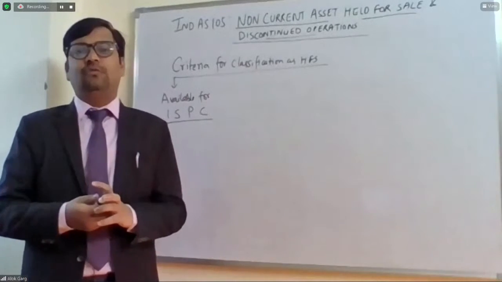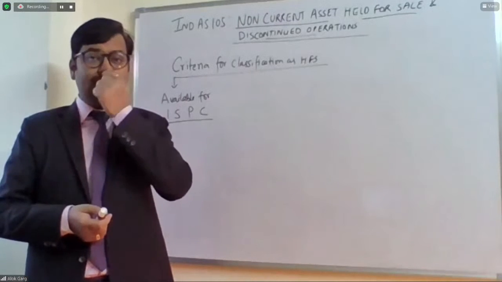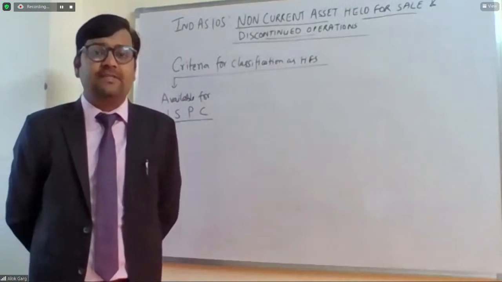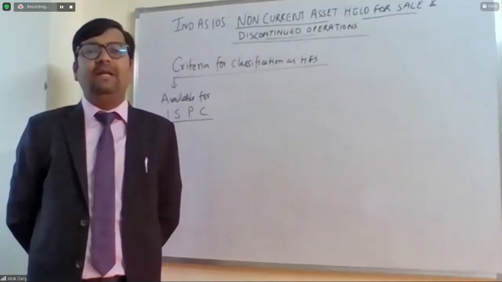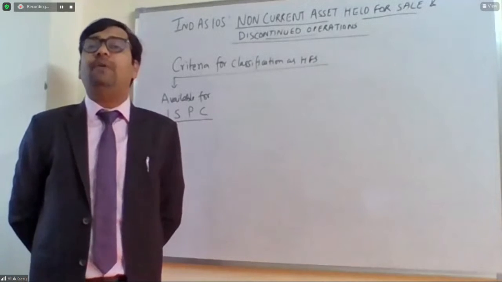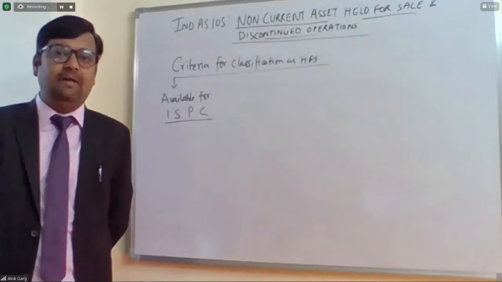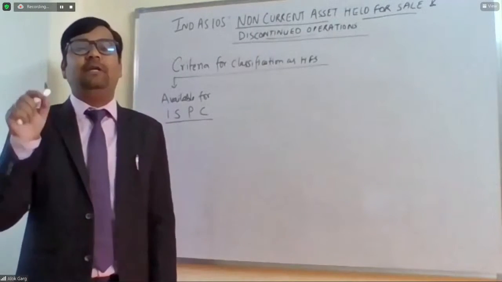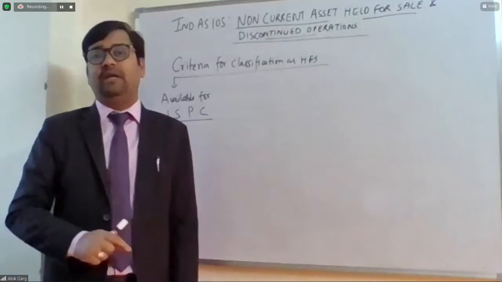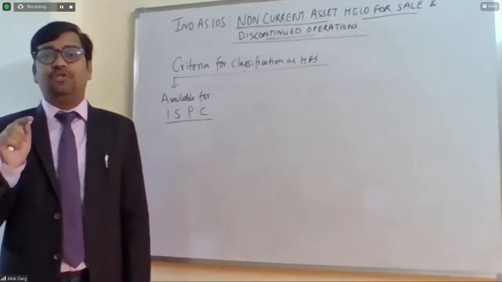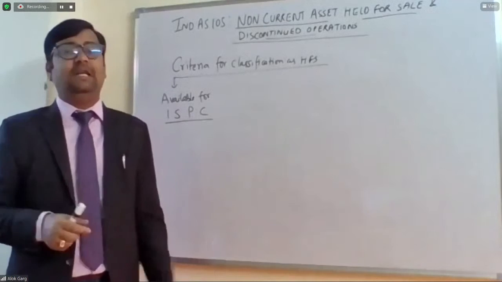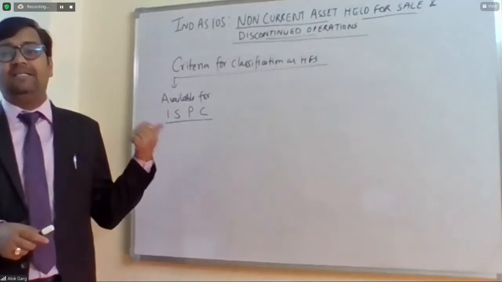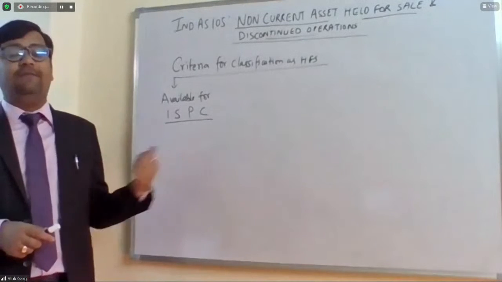So he agreed for the price also, but the seller, the company, told him that they want to shift their head office into a new building, and the new building is under construction. Only when the new building is completed can they sell this building. So in this case, the building is not available for immediate sale in present condition. Hence, even though management wants to sell this building in the near future, it cannot be classified as held for sale. It is not meeting the criteria of ISPC.